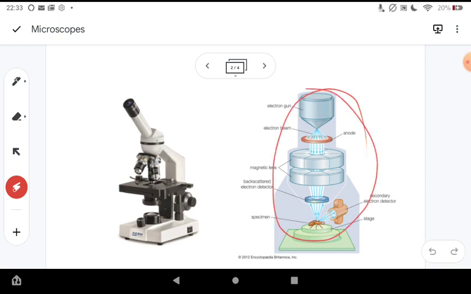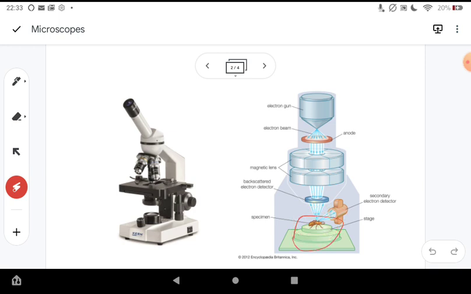Now, these are a lot more difficult. We don't have them in school. They work on a very different basis. You have a sample, and that sample is kept in a vacuum. The reason it's kept in a vacuum is that this uses electrons instead of light. Whereas light has sort of a wavelength like this, electrons just go in a straight line, which means that they can easily bounce off air particles, which would distort your image.